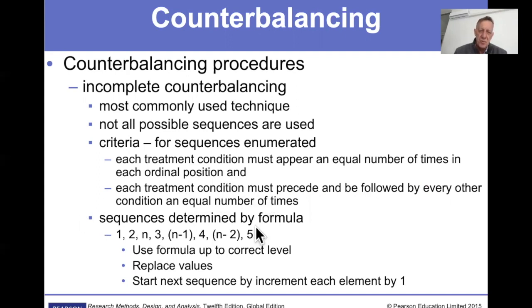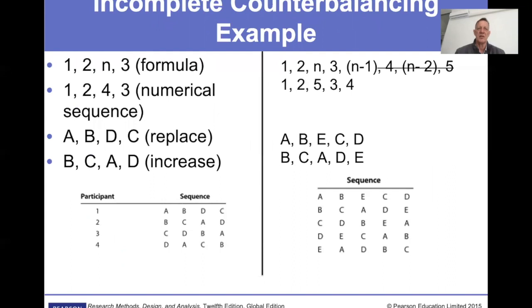So here's the formula, and I'll explain it to you. You use the formula up to the correct level. If you have 3 levels, you use it up to 3. If you have 4 levels, you use it up to 4. If you have 5, you use it up to 5. Then you replace the values, and I'll show you how that works, and then you start the next sequence by increasing each element by 1. Let's look at an example.